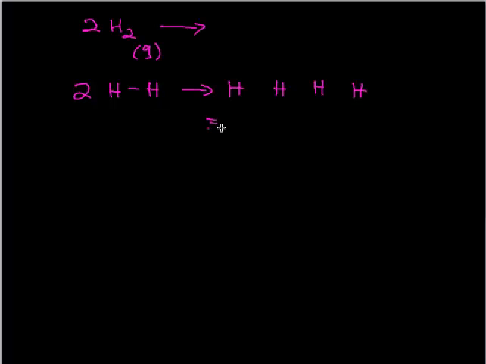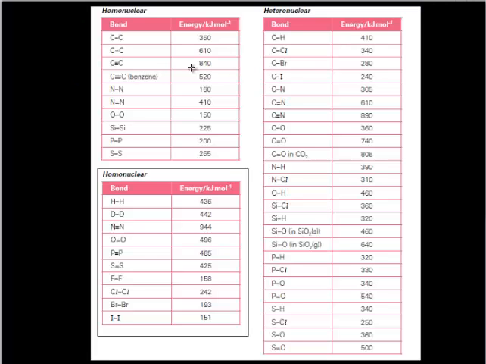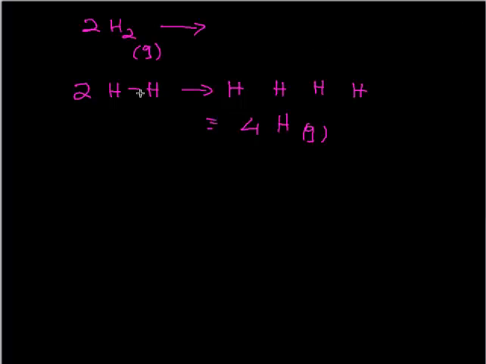And this is equivalent to 4 atoms of H in the gaseous state. What would be the energy needed there? So the energy would be simply, as we're getting 2 moles of hydrogen gas, and 1 mole of them, as we have seen in the data booklet, 1 mole of hydrogen would need 436 kilojoule of energy. So 2 moles of hydrogen would need 2 times 436 kilojoule of energy. So 2 times 436, that would be the amount of energy needed to overcome 2 moles of hydrogen gas.